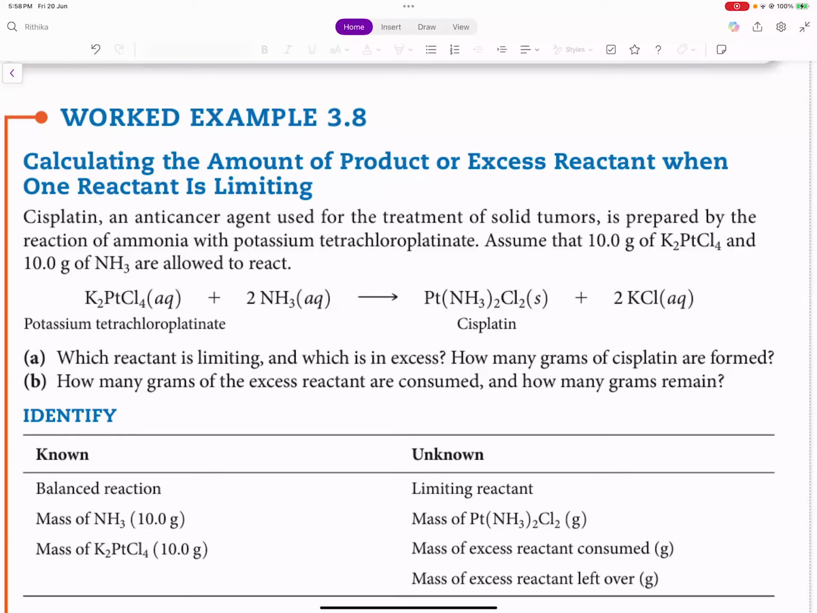Okay, so potassium is 39.1, so I'll take it as 39. Here, at least take it as 39. Yeah, you can take it as 39.